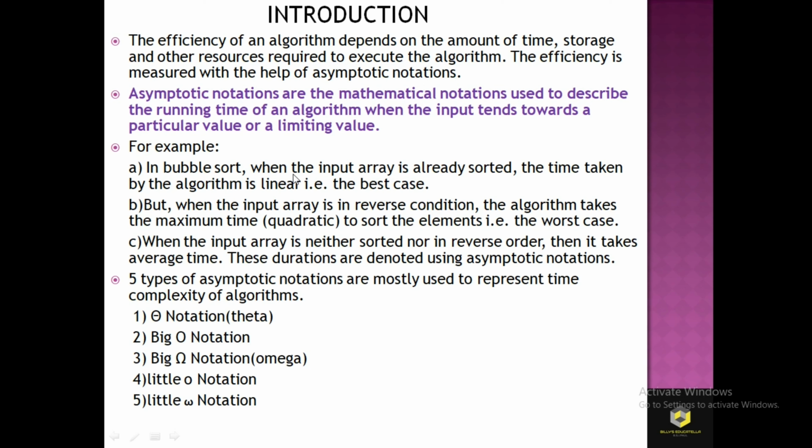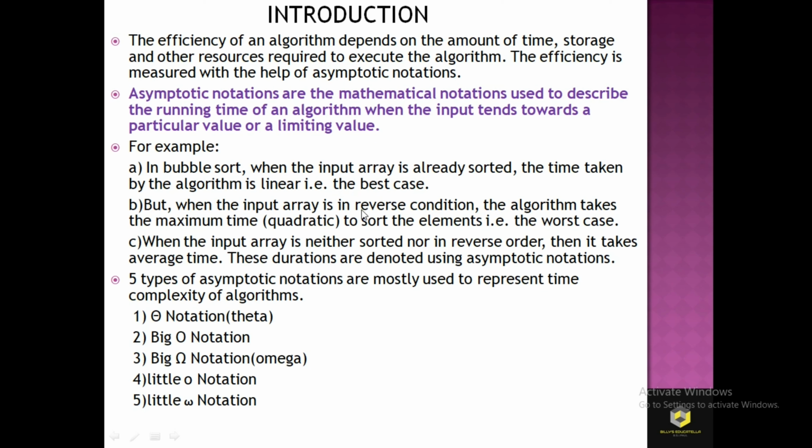For example, in bubble sort, when the input array is already sorted, the time taken by the algorithm is linear, and that is the best case. Again, in bubble sort, when the input array is already sorted, in ascending or descending order, the time taken by the algorithm is linear because the array is already sorted. There is no necessity to sort the given input, so it is the best case time complexity.